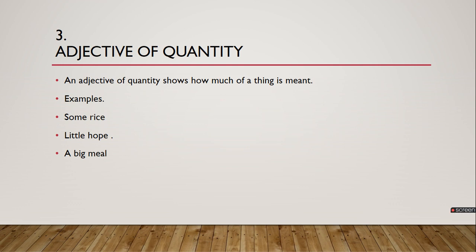Adjective of quantity, this is the third kind of adjective. An adjective of quantity shows how much of a thing is meant. For example, some water, little hope, a big meal. These words some, little and big tell you the quantity of something.